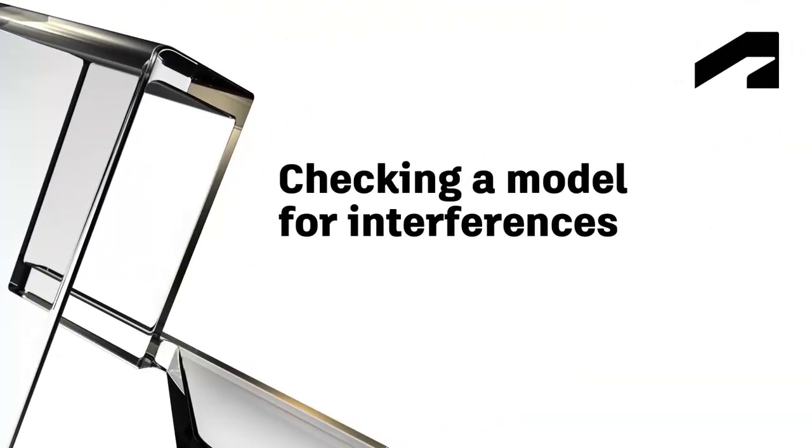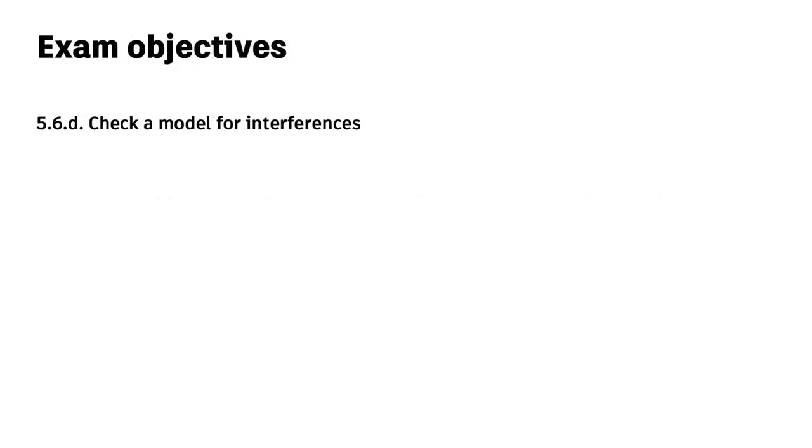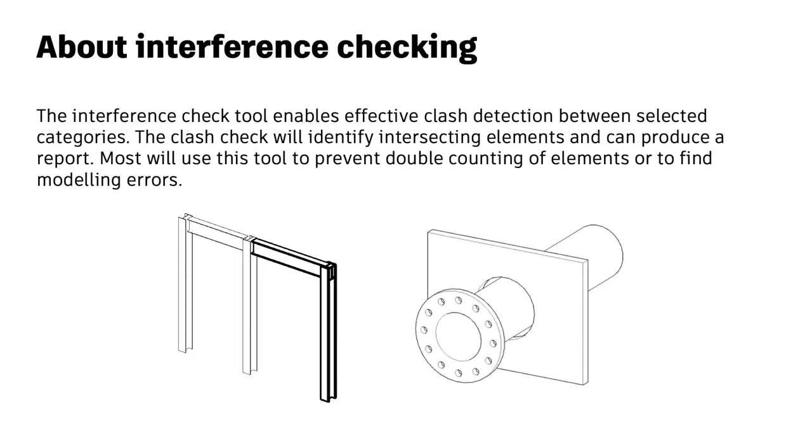After completing this lesson, you'll be able to understand interference checking and use interference checking for locating duplicate or overlapping elements. The objective domain covered is 5.6D, check and model for interferences. The interference check tool enables effective clash detection between selected categories. The clash check will identify intersecting elements and can produce a report. Most will use this tool to prevent double counting of elements or to find modelling errors.